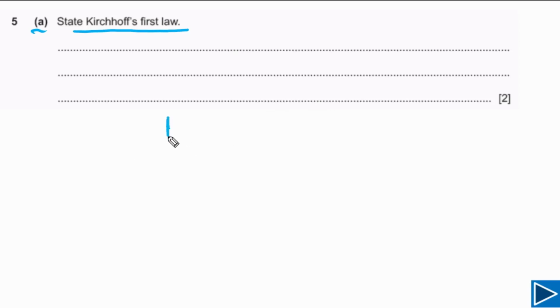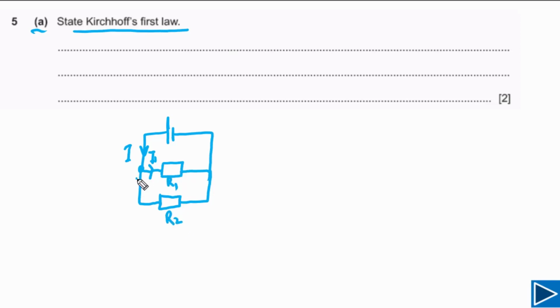We can understand Kirchhoff's First Law with one very simple circuit. Let me draw one simple circuit here. Let's say we have a circuit with one battery, or simply one cell, and two resistors connected in parallel. Let's say the current coming from the battery is I at this junction. This point is called a junction, or you can say a node. The current will split into two parts. Let's say current I1 goes through resistor 1, and current I2 goes through the second resistor, resistor 2.